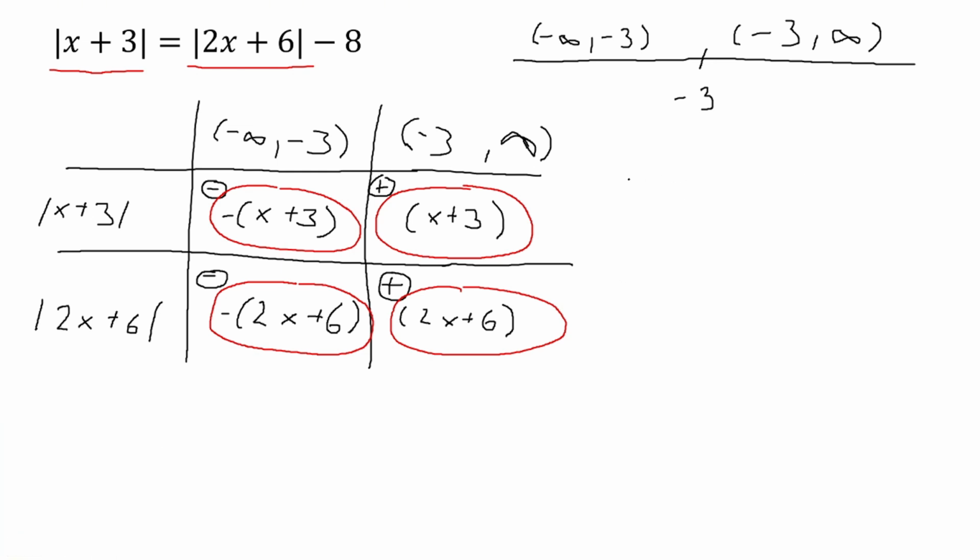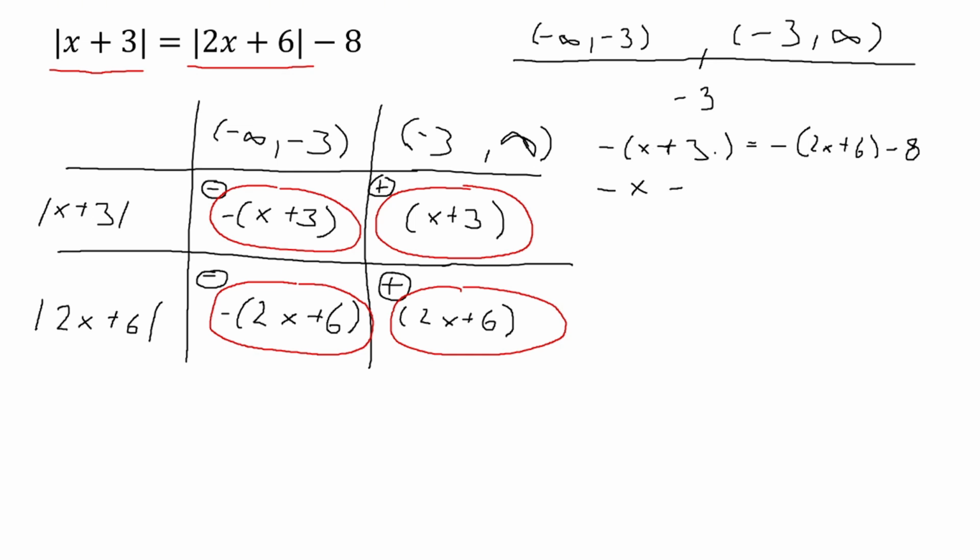So that would be negative x plus 3 is equal to negative 2x plus 6, sorry, not equal to, minus 8. I'm usually used to that. I just have one term on the right side, so therefore. Cool. So now we can just go and solve the equation as we normally would.